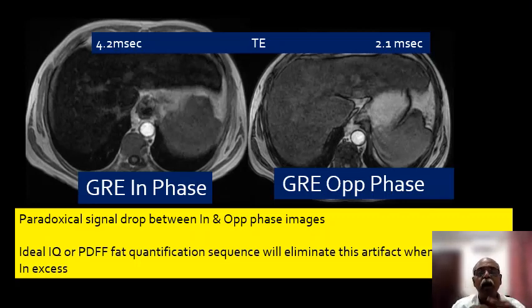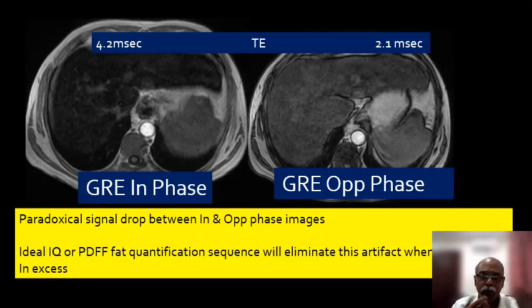What is meant by R2 star? R2 star is the rate at which the signal decay occurs. You can quantify the rate at which the signal decay occurs. That is meant by R2 star. R2 star is measured in hertz and T2 star is measured in milliseconds. That is what is important.